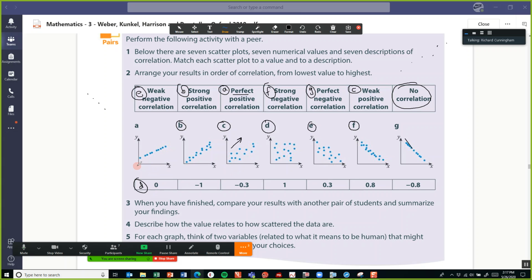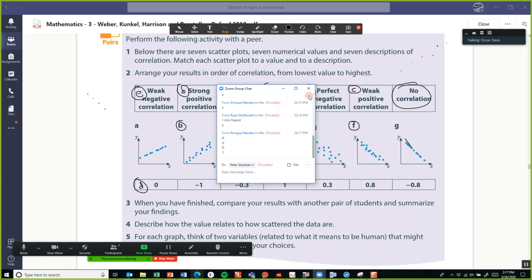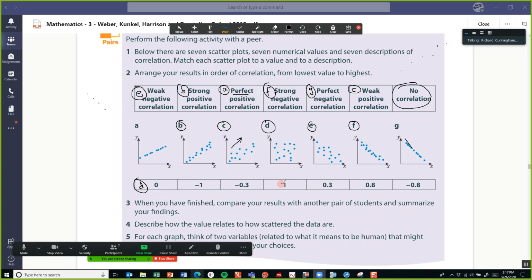What about perfect strong? Which number do you think would best represent perfect positive? Yeah, one seems like a good idea because it's positive, and it's the biggest number. Well, if that is one, then what do you think B would be? Now this is also positive, but it's not as perfect as A. Yeah, 0.8. That seems good.